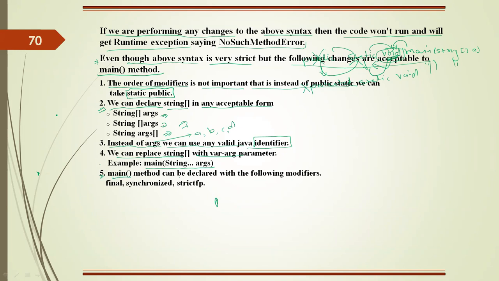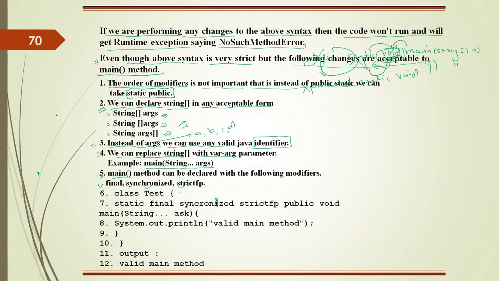Now next: the main method can be declared with the following modifiers, like final, synchronized, and strictfp. So, public static final synchronized strictfp void main with String args is a valid main. Up to this, any doubt, comment in the comment section. So up to this, we can do the practical.